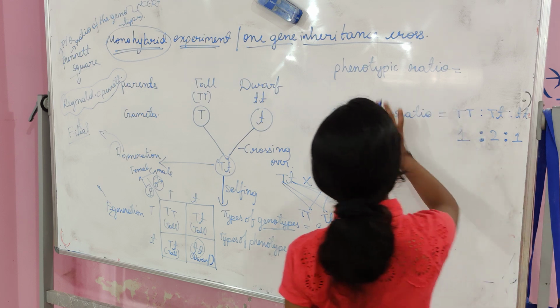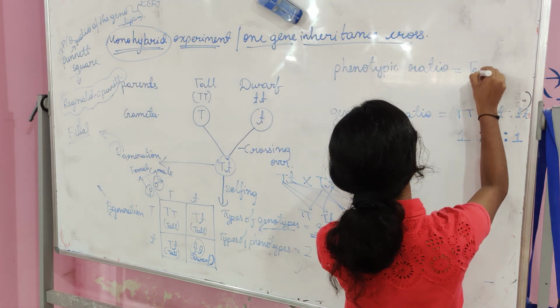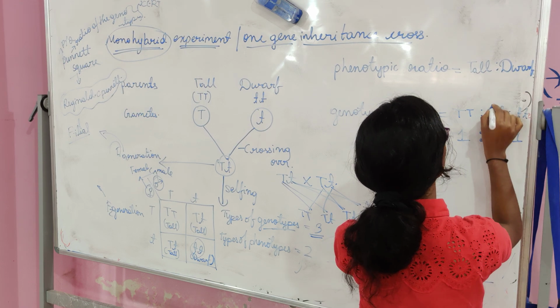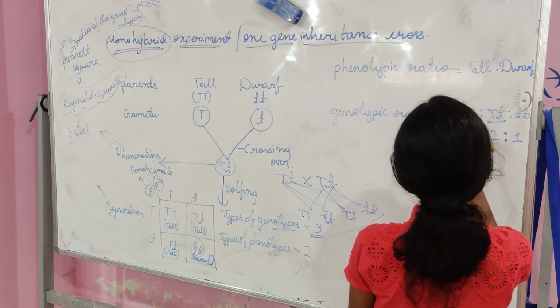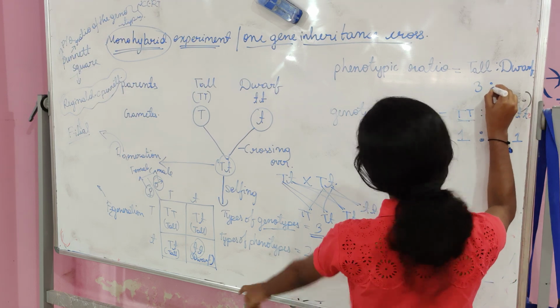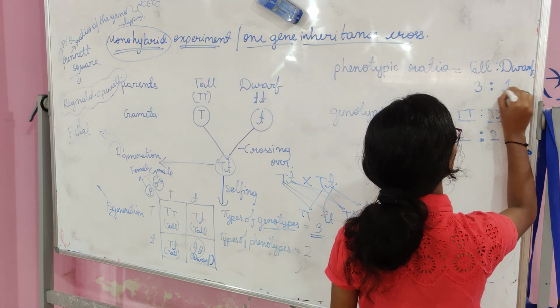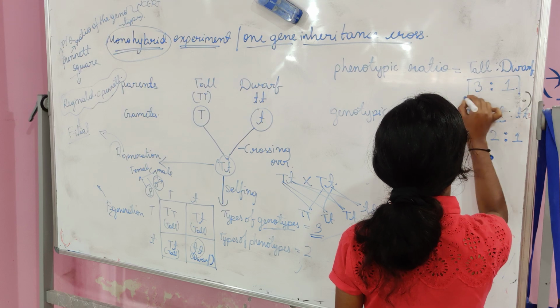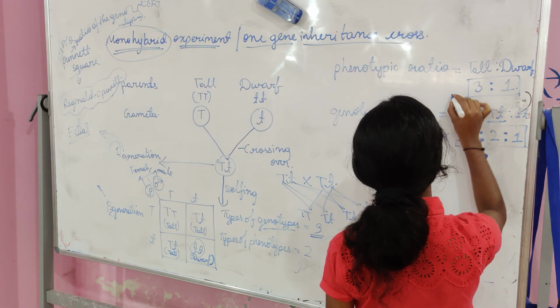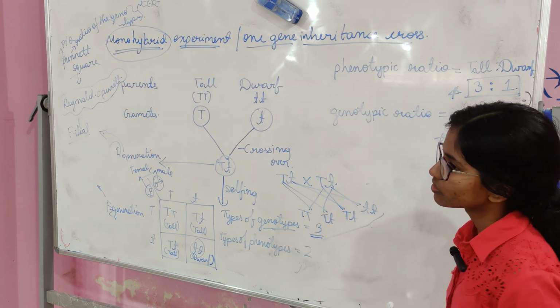And the phenotypic ratio is tall is to dwarf. Because after all, Tt doesn't make a difference from TT in appearance. So tall is 3 is to 1. This is the ratio. These ratios are important.